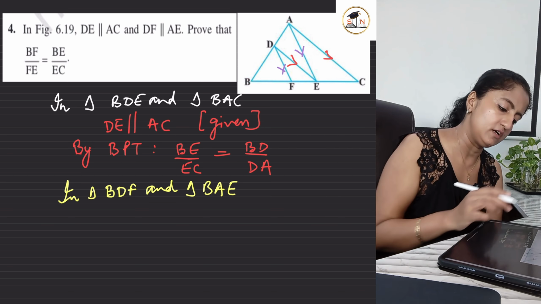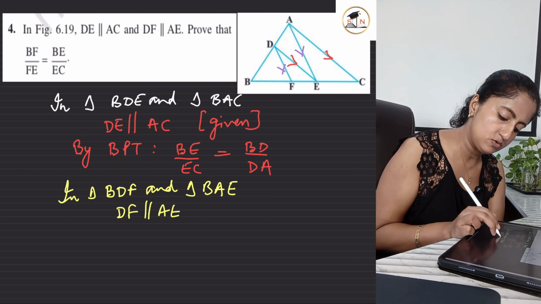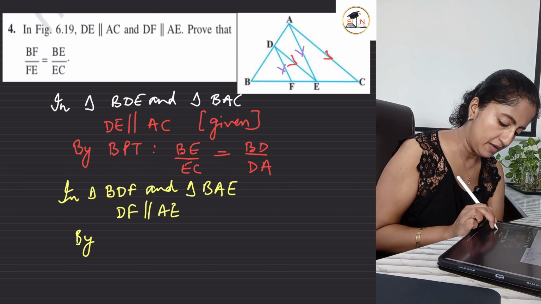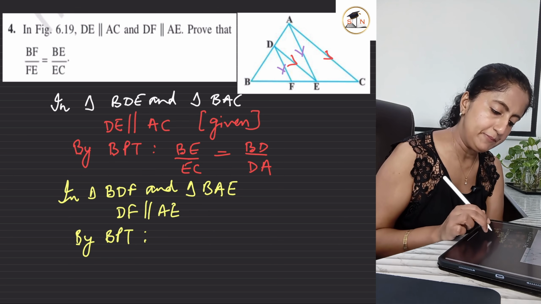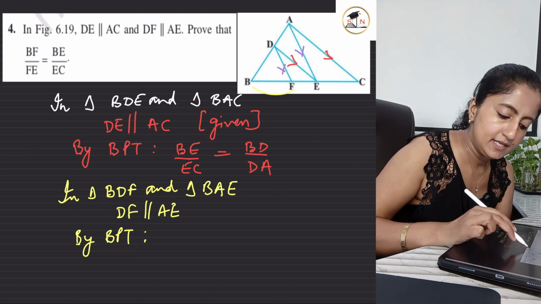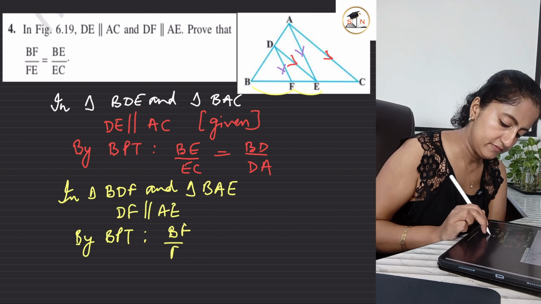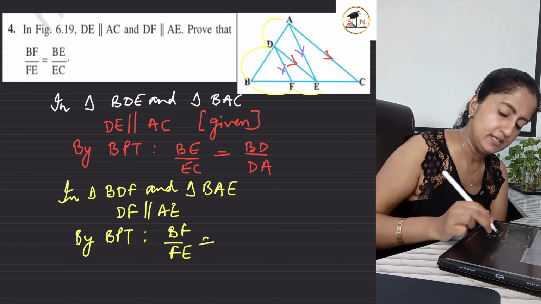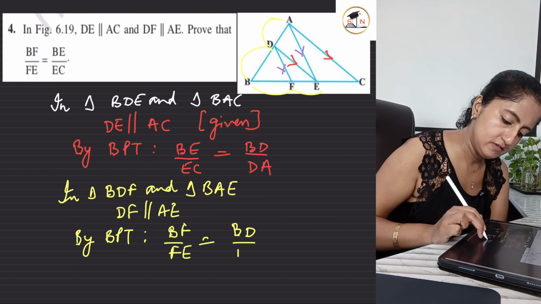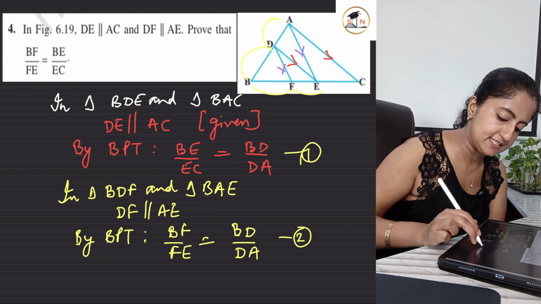So what are we given over here? We are given that DF is parallel to AE. So by BPT once again. And every time you use BPT, you have to mention it. Okay. So by BPT, what do we get? We get BF over FE equals BD over DA. Now, this was first and this is second.